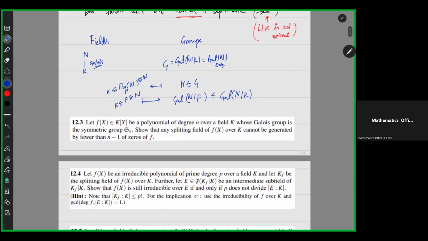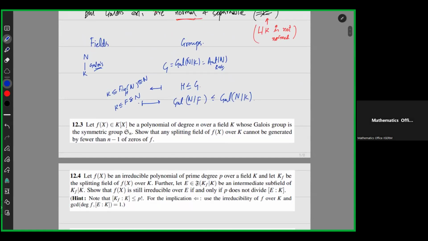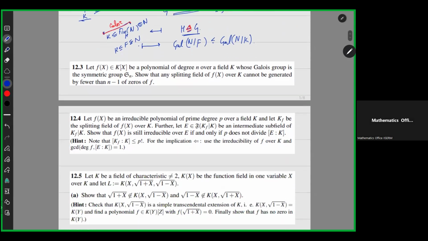Anyway, this was the Galois correspondence. It is a one-to-one correspondence between subgroups of the Galois group and intermediary fields of N over K. And if the subgroup is normal, then the extension in the middle is also Galois. Okay, let's see the next question.